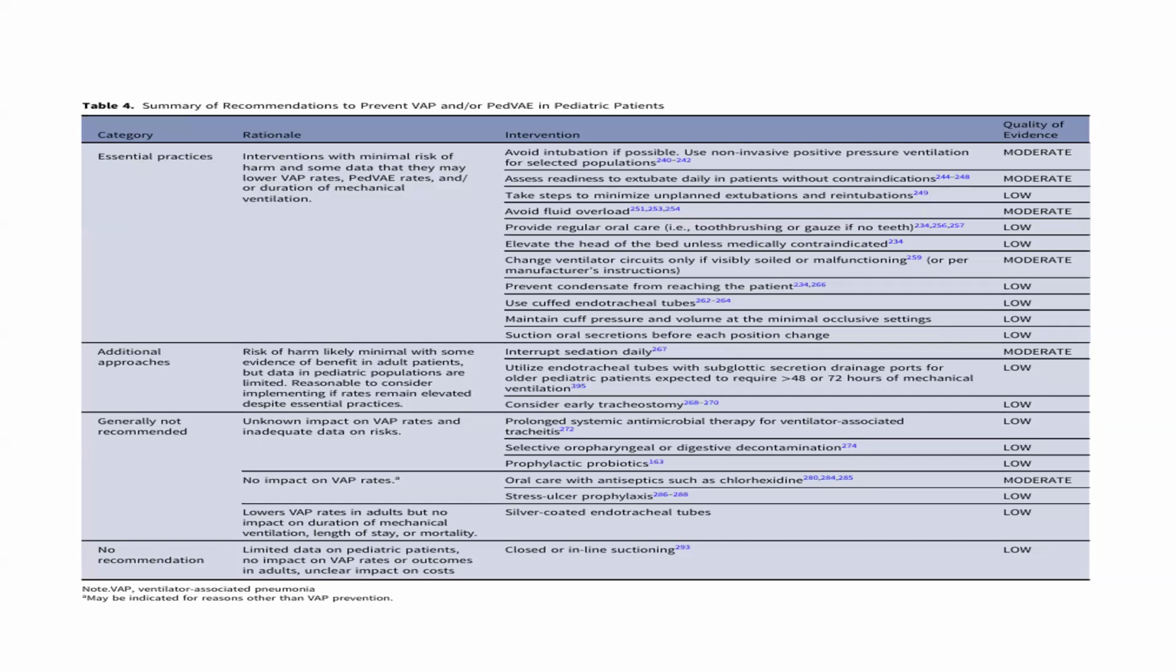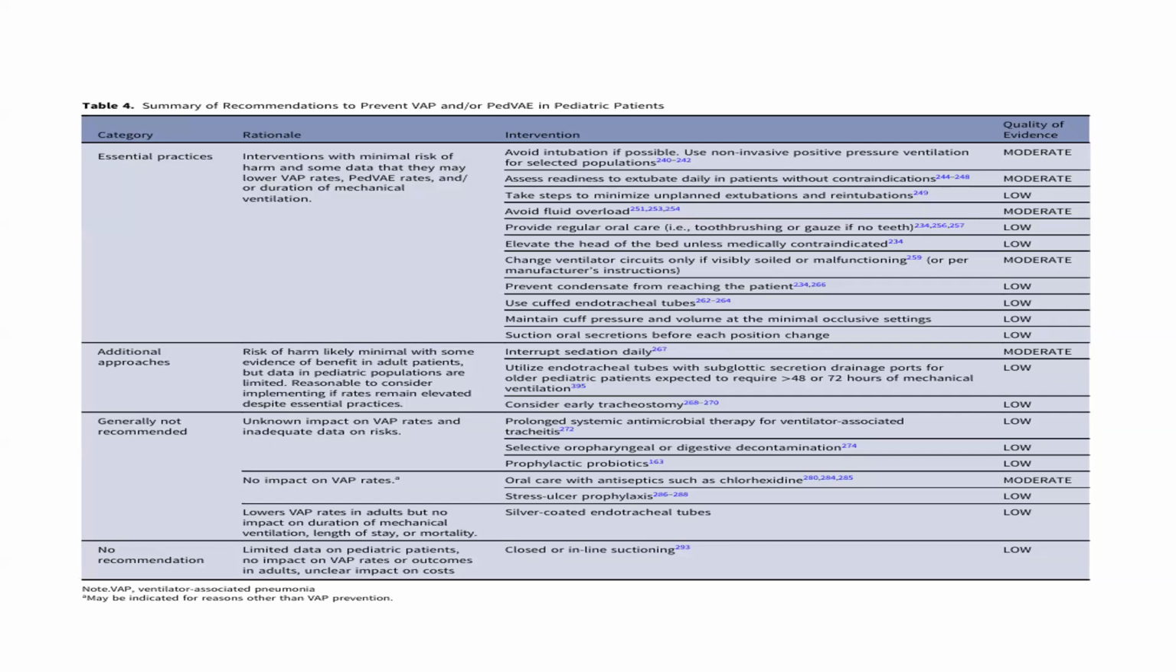Make use of a cuffed endotracheal tube. Maintain the cuff pressure and volume at minimal occlusive setting. Suction oral secretions before each position change. Then additional approaches are to interrupt sedation daily. Then utilize an endotracheal tube with a subglottic secretion drainage port for older pediatric patients expected to require more than 48 to 72 hours of mechanical ventilation. And then consider early tracheostomy to avoid infection.